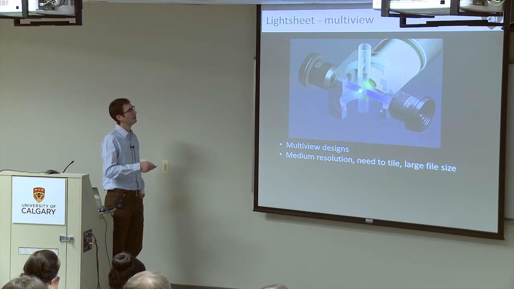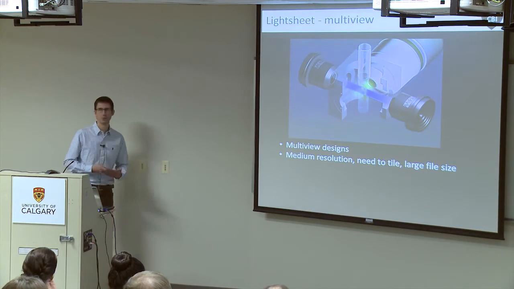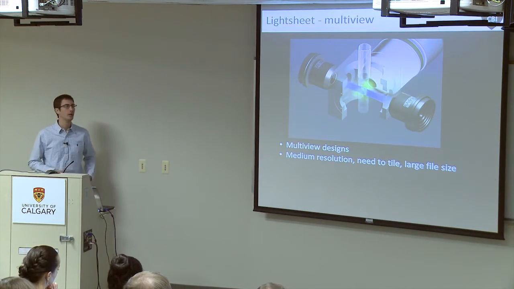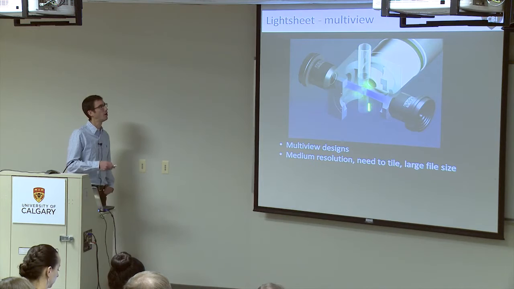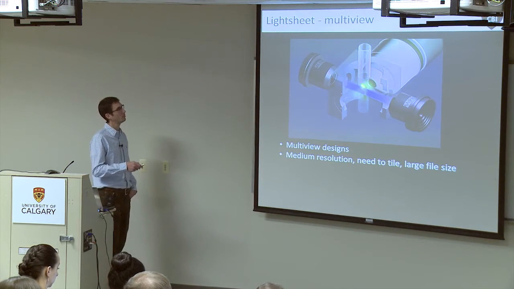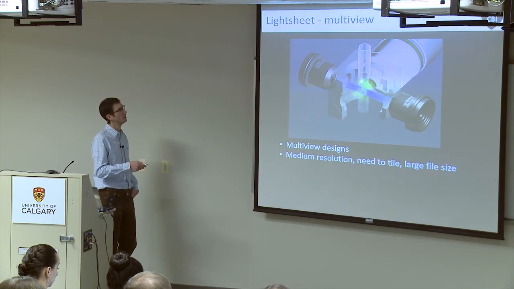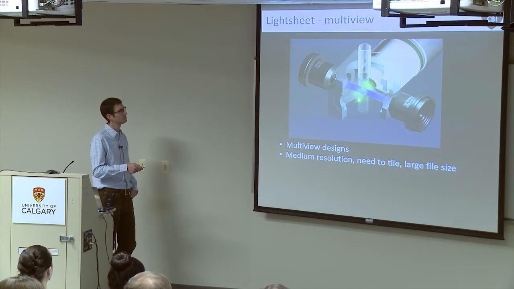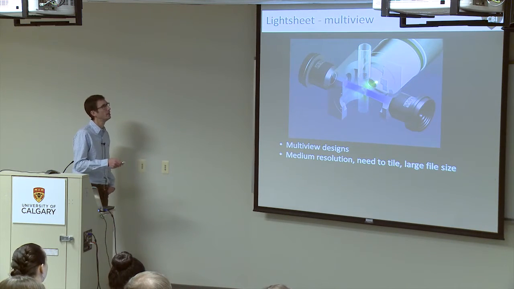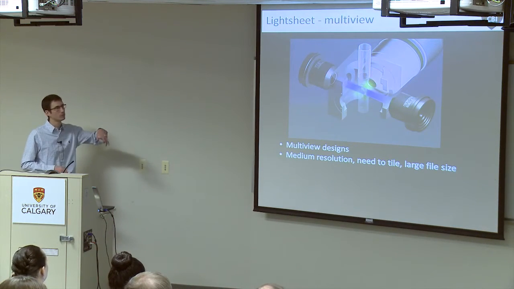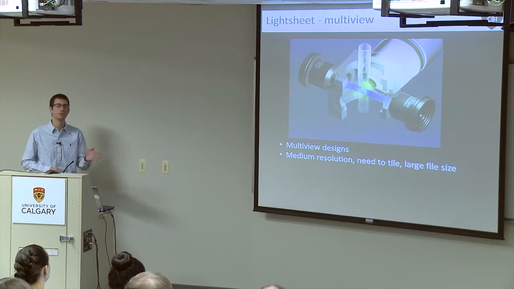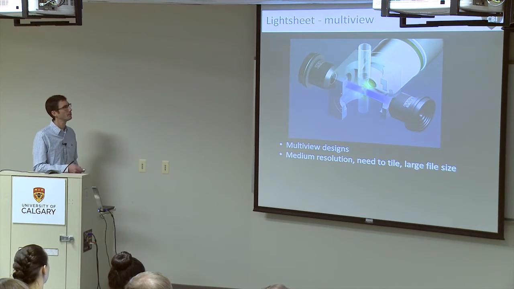The neat thing here is your sample is no longer sitting in between a cover slip and a microscope slide. It's actually suspended in this column. So this is a little glass capillary, and here's the sample sitting in a little column of agarose in front of the light sheet. And what you can do here is you can actually rotate that sample now and image it from multiple angles.